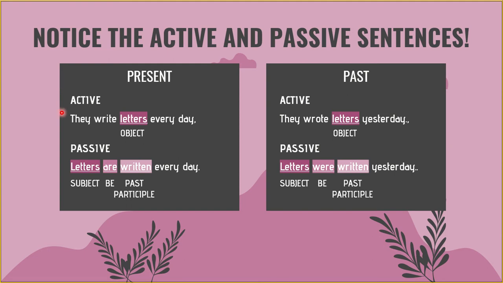For the active sentence, it says, "They write letters every day." Please take a look at the word "letters." Here, letters act as an object. Let's also take a look at the passive sentence. "Letters are written every day." In here, letters becomes the subject.